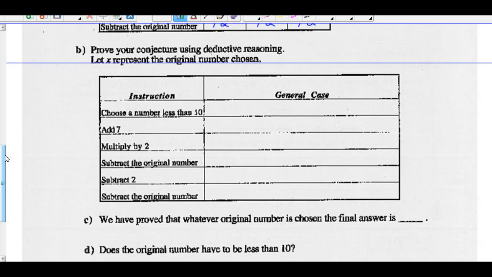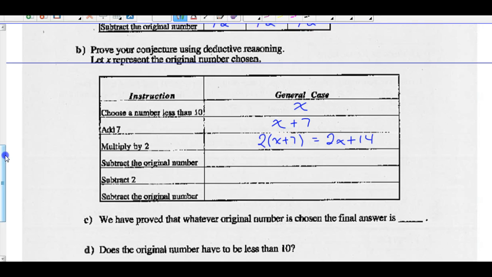Let x represent the original number chosen. So x will be a number less than 10. So now let's add 7 to x. X plus 7. And then multiply that by 2. So 2 times x plus 7, or we could say 2x plus 14.